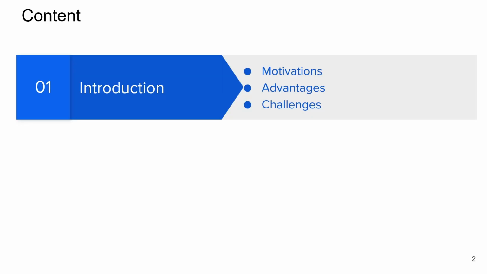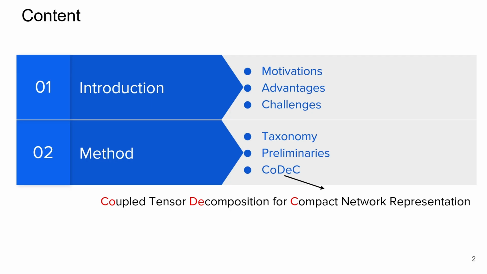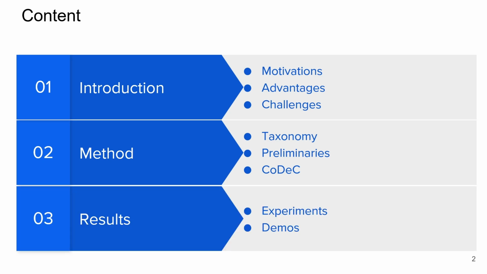My presentation has three parts. First, I'll cover the motivations for network compression, including its advantages and challenges. Next, I'll review the taxonomy of model compression approaches, the preliminaries on tensor decomposition, and present our method, CoDeC. The word CoDeC stands for Coupled Tensor Decomposition for Compact Network Representation. Finally, I'll share our experimental results and some demonstrations.